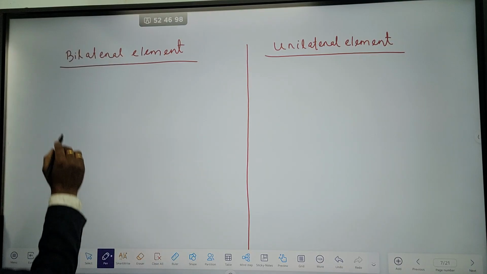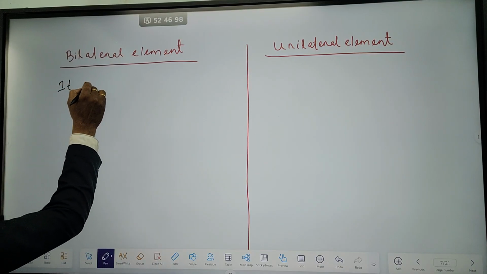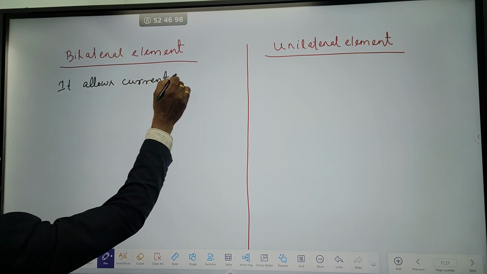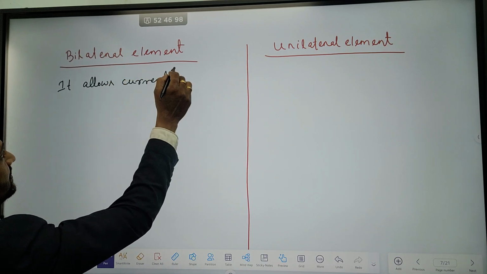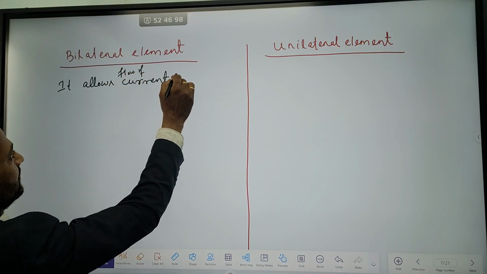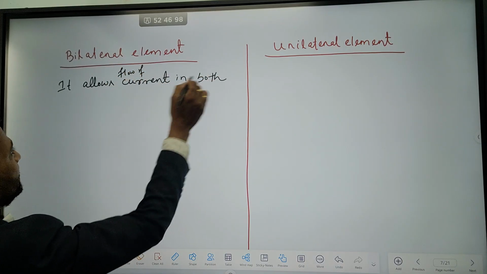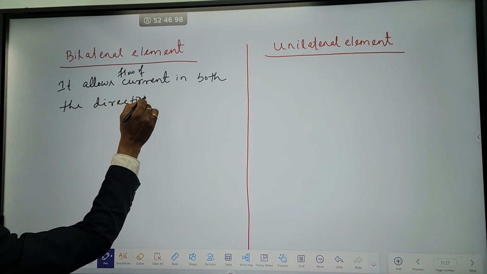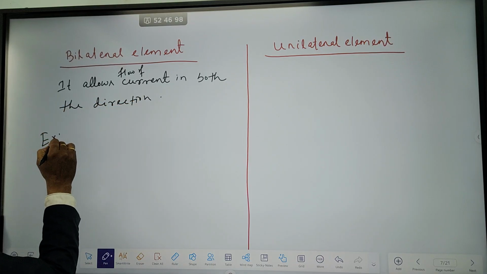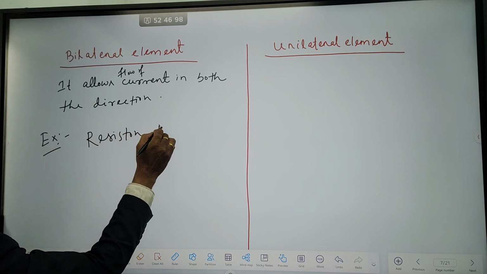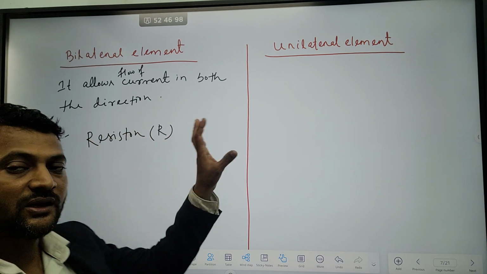So let me write the definition. It allows current or flow of current in both directions. Understood? So what is the example? A resistor is the example of a bilateral element. Okay? What is a unilateral element?